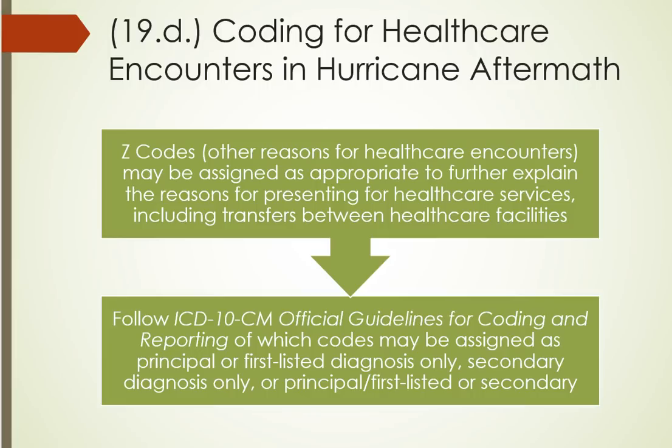Some options for hurricane aftermath could be some of our social determinant codes, such as homelessness, inadequate housing, extreme poverty, situations where patients are waiting for admission to an adequate facility elsewhere. And then we also have codes for unavailability and inaccessibility of healthcare facilities.